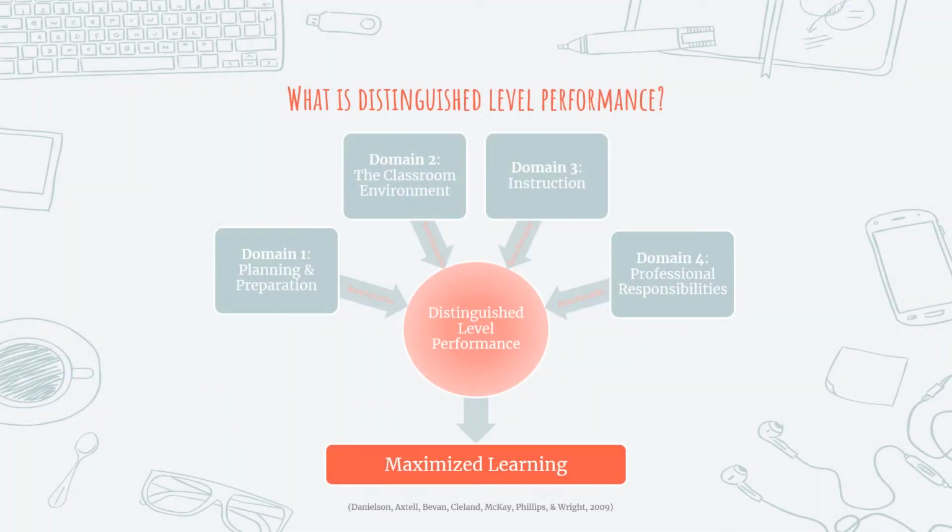But what exactly does distinguished level performance mean? The book Implementing the Framework for Teaching and Enhancing Professional Practice by Danielson et al. outlines a framework of 4 domains of teaching. Within each domain are components and elements that contain benchmarks for educators to assess the level of their practices. The highest level of teaching performance is the distinguished level.